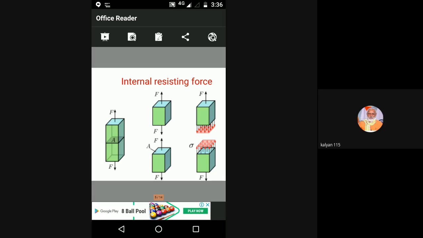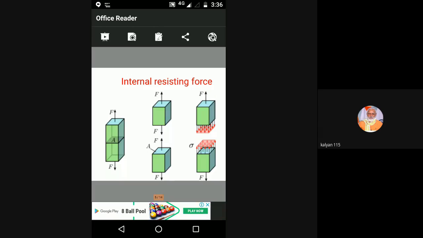We can look at the next slide here. Now I am applying a tensile force on the member. Now we can look here. There are arrowheads represented in red color. Those are called internal resisting forces. Internal resisting forces are always opposite to the external loads.